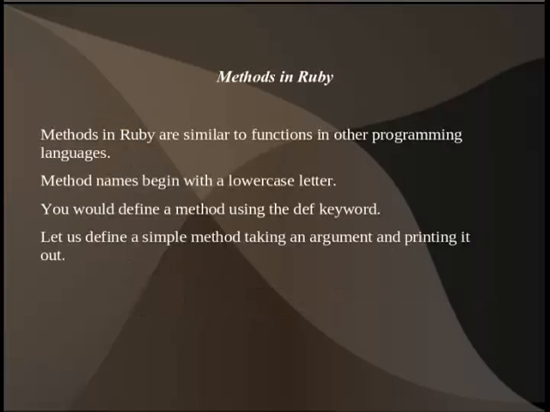Methods in Ruby are similar to functions in other programming languages. Method names begin with a lowercase letter. You would define a method using the def keyword. Let us define a simple method, taking an argument and printing it out.